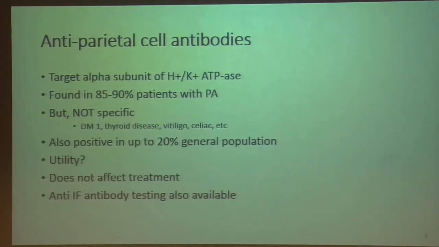So pernicious anemia is characterized by antibodies to parietal cells, and these antibodies in fact target the alpha subunit of the potassium hydrogen ATPase. If you measure these antibodies, they're found in 85 to 90% of patients with pernicious anemia, but unfortunately, they're also found in about 20% of the general population. Because of that, there's limited specificity for disease. It's found in diabetes and thyroid disease and other things, and it doesn't affect treatment. So I never send these.